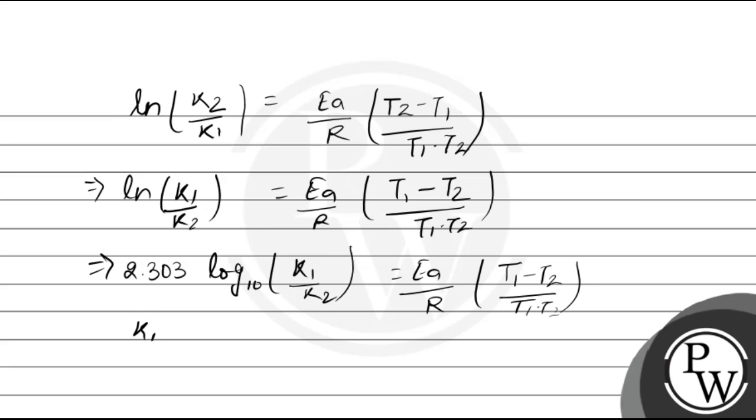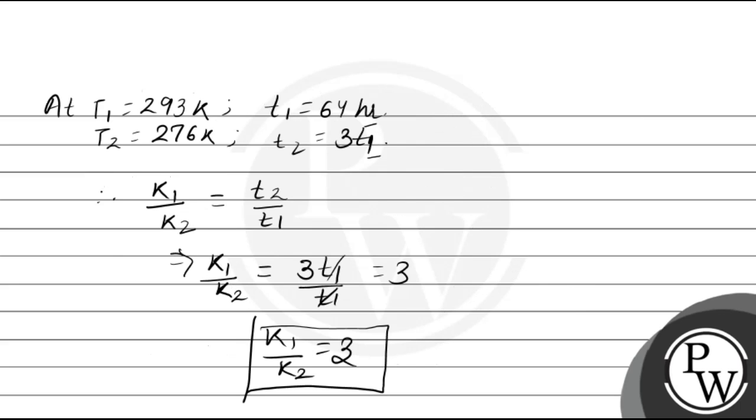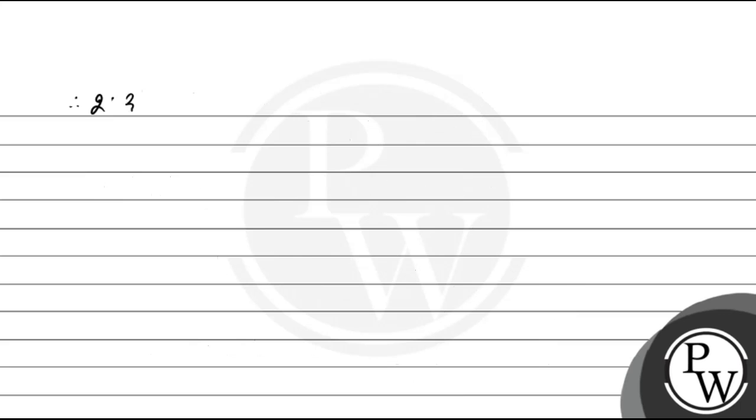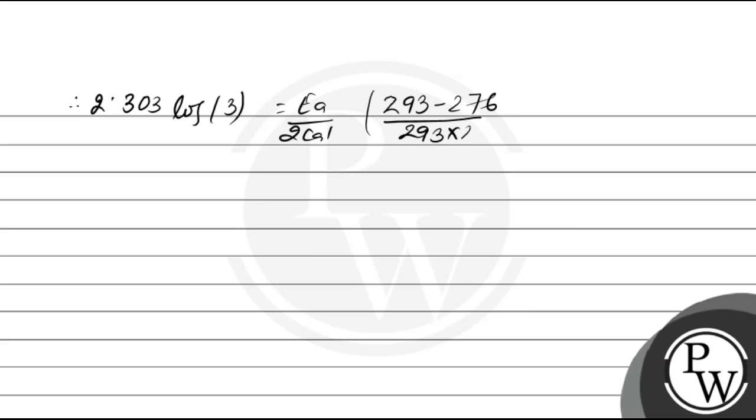Now K1 upon K2 equal to 3, R equal to 2 calorie, T1 equal to 293 Kelvin and T2 is equal to 276 Kelvin. So 2.303 log 3 is equal to Ea upon 2 calorie into (293 minus 276) upon 293 into 276.